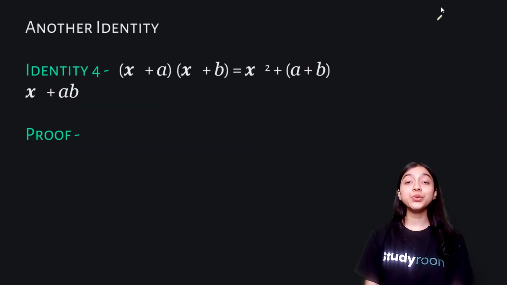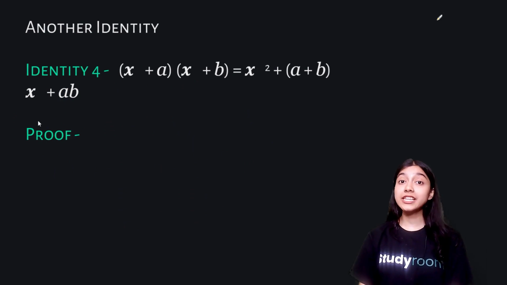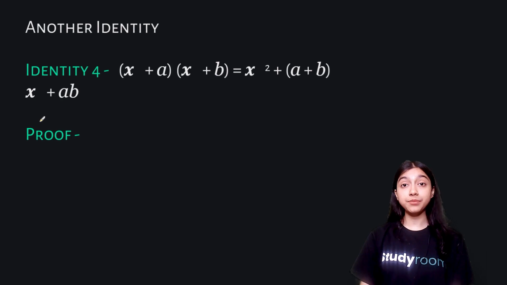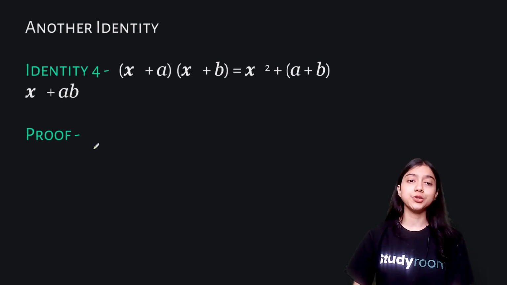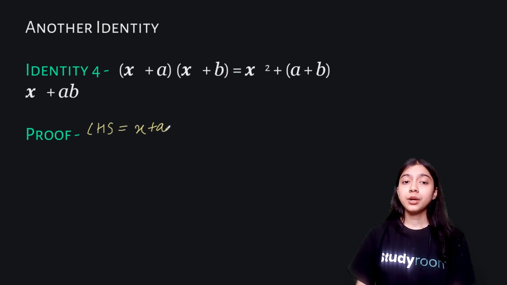Now let me teach you another identity, that is (x + a)(x + b) gives us x² + (a + b)x + ab. Let me prove it to you. I'll take the LHS, that is equal to (x + a) multiplied with (x + b).